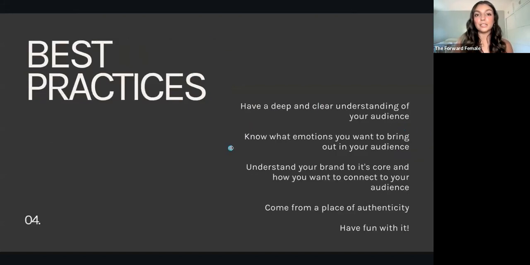So best practices with this is have a deep and clear understanding of your audience. Know exactly what they need and what they're looking for in their feeds. Because if you're creating valuable content, they are going to stick around, but you have to know what they value in order to create that content.